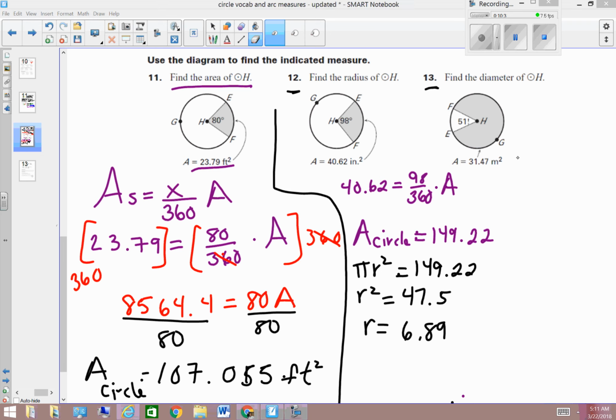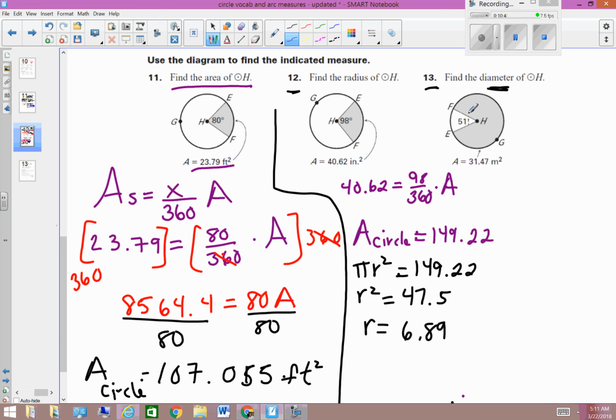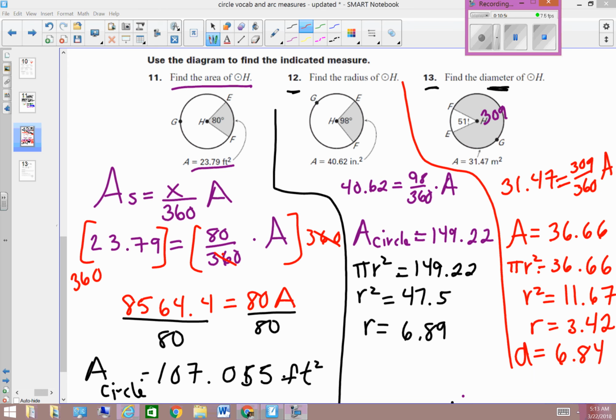Now the same steps apply for problem 13, but you're now going to look for the diameter, so you're going to double your radius here. Also, we have to be aware that they're giving us the unshaded region. So we need to do 360 minus 51 to get our shaded region, which will give us 309. All right, so follow the steps along. The area of the whole circle came out to be 36.66. Divide by pi, take the square root, and I get my radius. And now I just need to double that again to get the diameter. Now, depending where you rounded, your answer might be a little different.